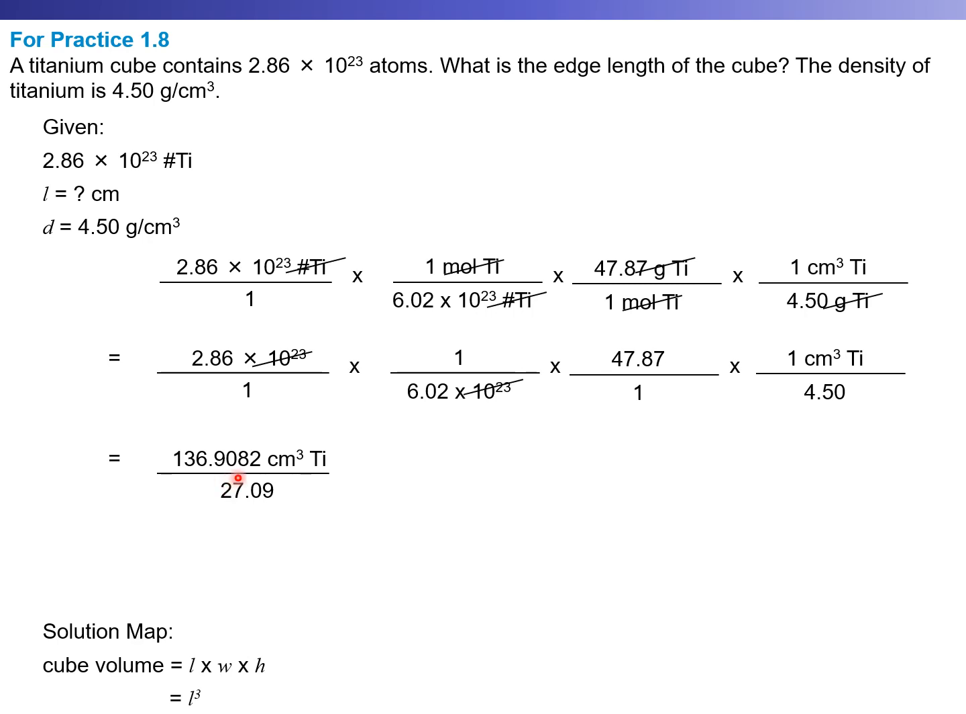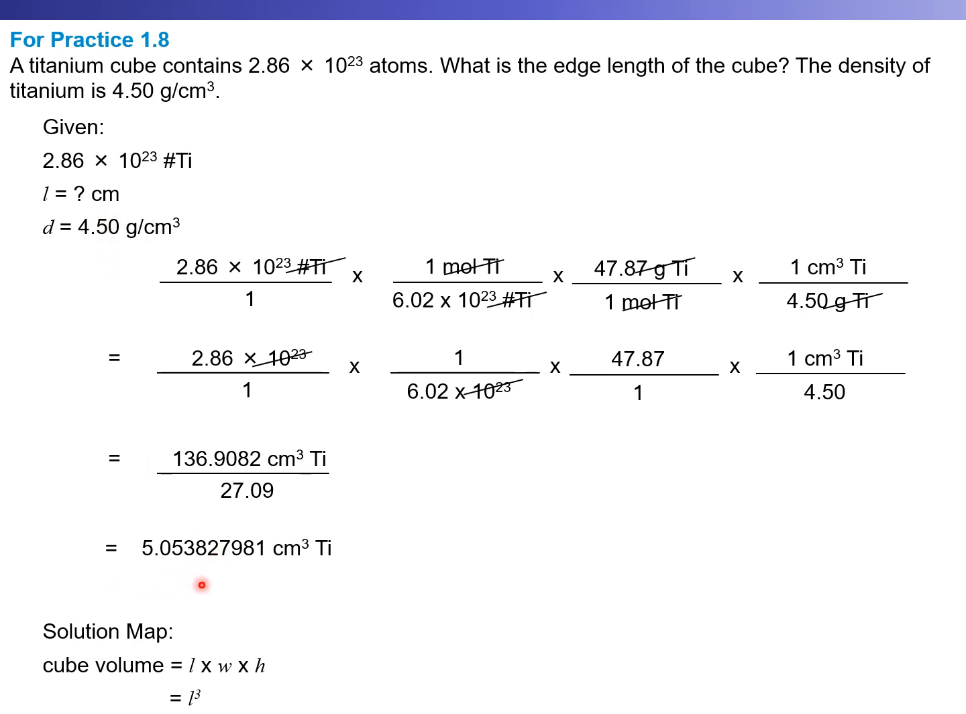And I like to hang on to all these extra decimal places because I'm not in the mood for rounding at this point. Now at this point, I'm going to divide the top value by the bottom value, and I end up with 5.05382791 centimeter cubed of titanium. Am I done? Well, I don't know. Let's take a look. So here I have centimeters cubed, but here I have centimeters. So no, I'm not done.